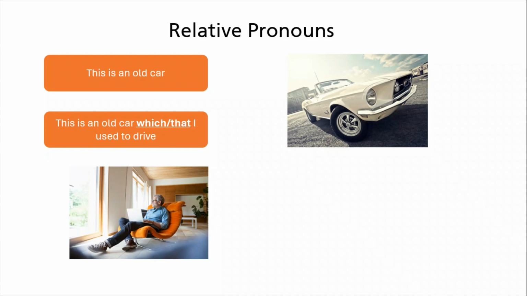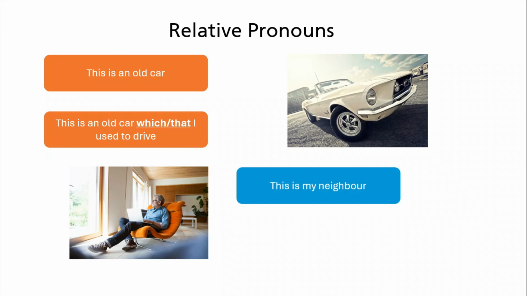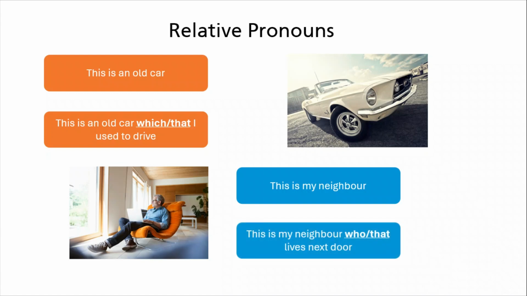Here, this is actually my neighbor and he's sitting here looking out his window. And we can also add extra information to this: this is my neighbor who lives next door. There are other neighbors near me, but this is the neighbor who or that lives next door to me.